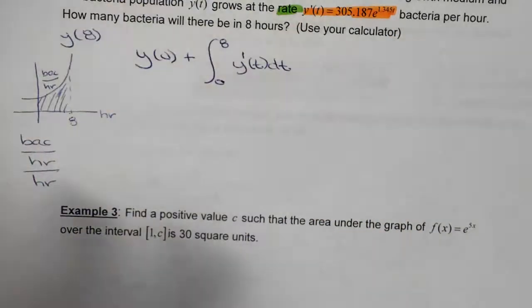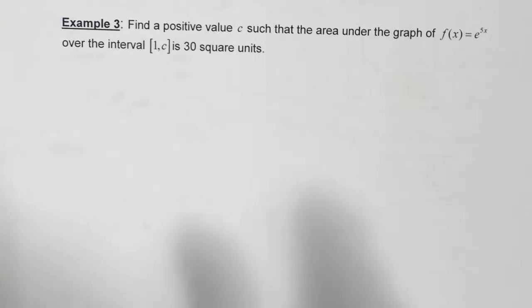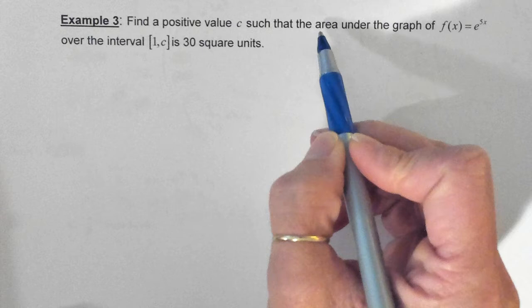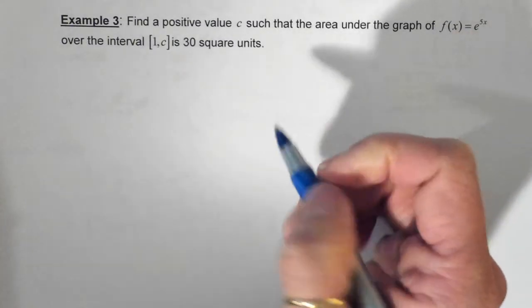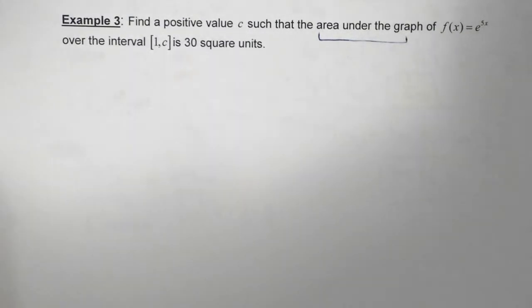Okay. All right, last example, ladies. All right, I'm just going to keep going, and I lost my pen. Okay. So we're going to find a positive value C such that the area under the graph is 30 square units. I'm just going to keep going. So here, the area under the graph, what does that indicate?